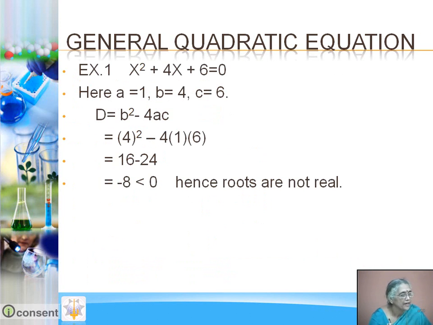Now here is an example. X square plus 4x plus 6 is equal to 0. Here a is equal to 1, b is equal to 4 and c is equal to 6. What is d? d is equal to 4 square minus 4 into 1 into 6. That is equal to 16 minus 24, which is equal to minus 8. And minus 8 is less than 0. And under root of minus 8 is obviously not a real number. So the roots of this given equation are not real.